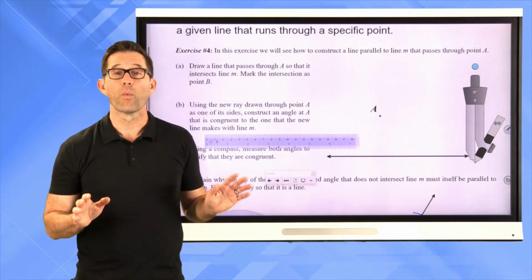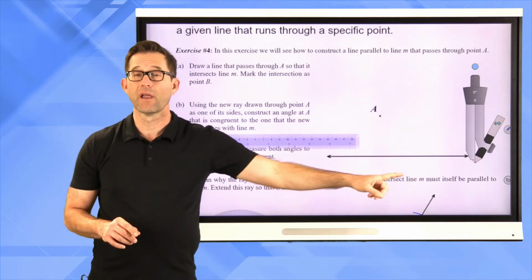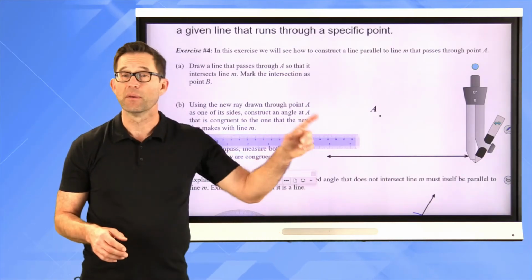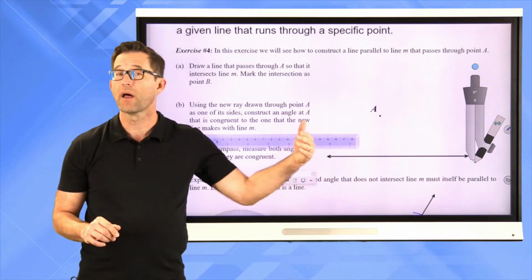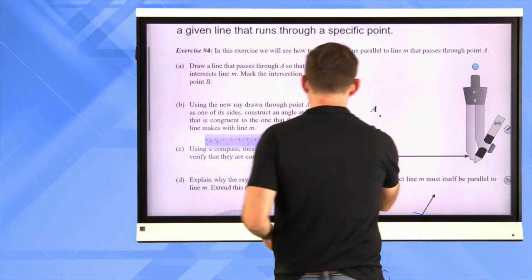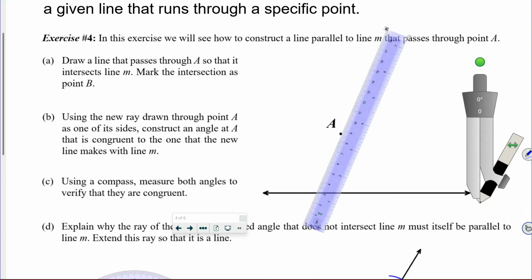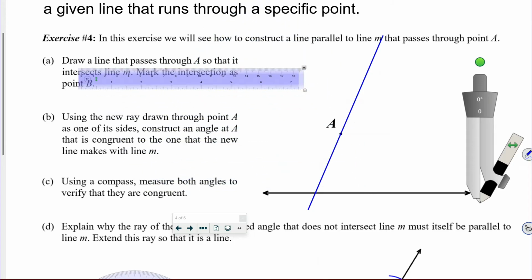Okay, here's probably the weirdest part of this construction. I need to draw a line that passes through A that intersects line M, and there are an infinite number of lines that will do that. Okay, it doesn't have to be perpendicular to this line, although it could be. It could form an obtuse angle with this line or an acute angle with this line. It doesn't matter. We just have to have a line that goes through this point and intersects that line. That's all we need. We just need something like that. That's it. Okay? As long as it intersects, you're fine.